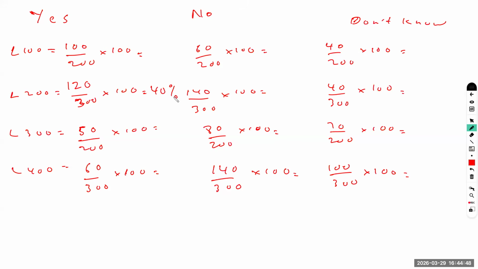What about the level 300? 25. 25%. And what about level 400? 20. 20%. Okay.